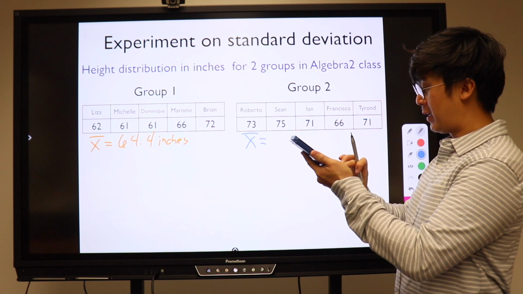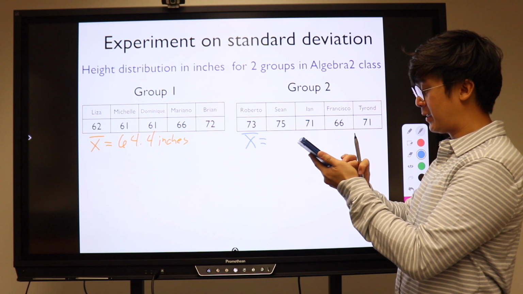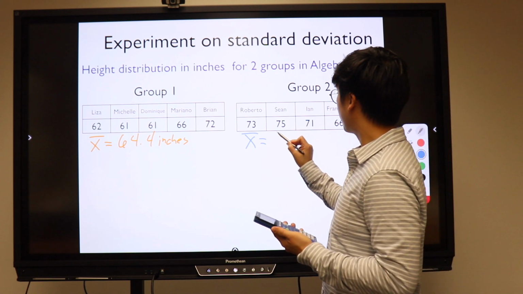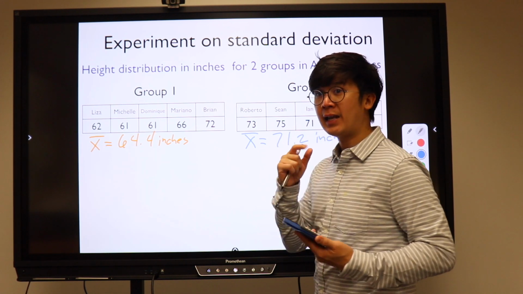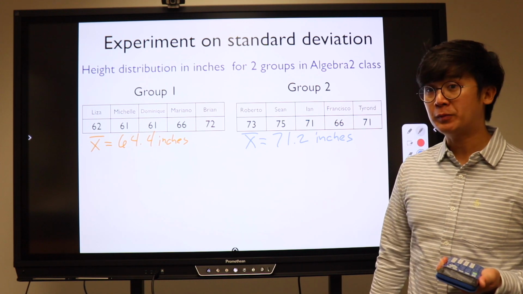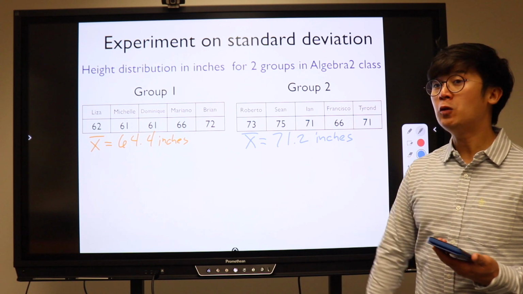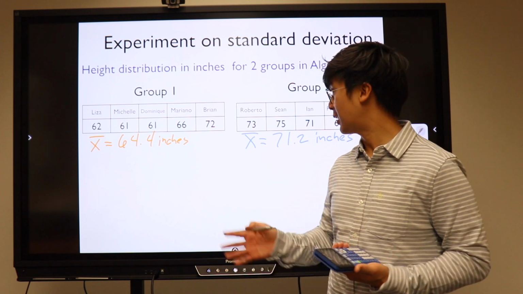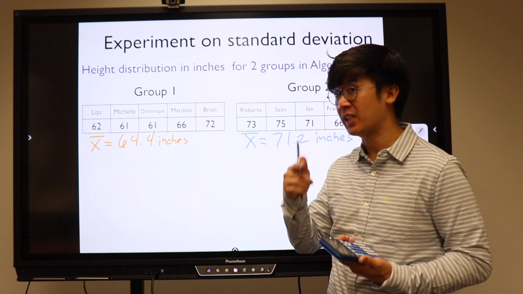73 plus 75 plus 71 plus 66 plus 71 divided by 5 is 71.2 inches. Now, which one is taller between group 1 and group 2? Group 2 has a taller group of students because their average height is 71.2 inches as opposed to 64.4 inches.